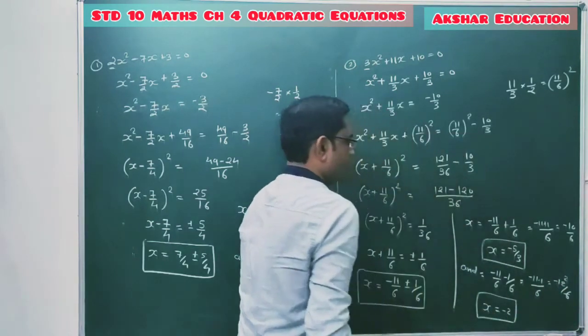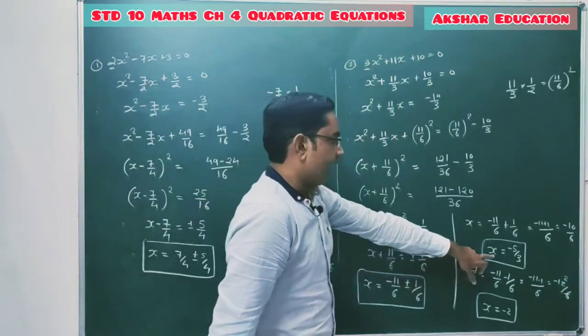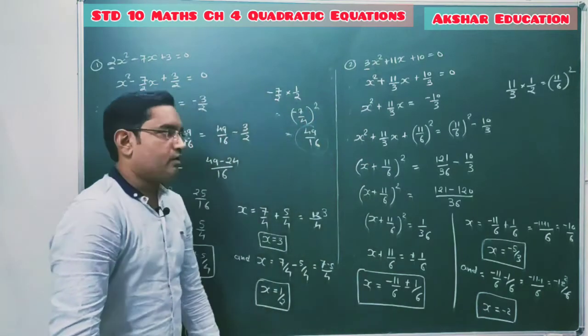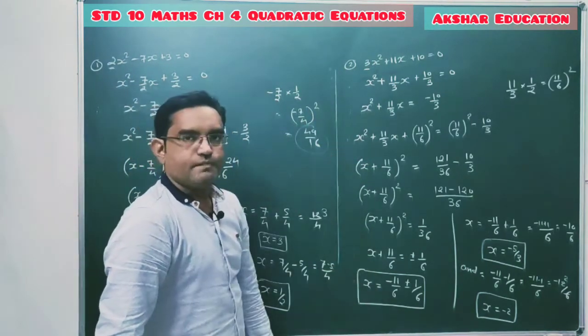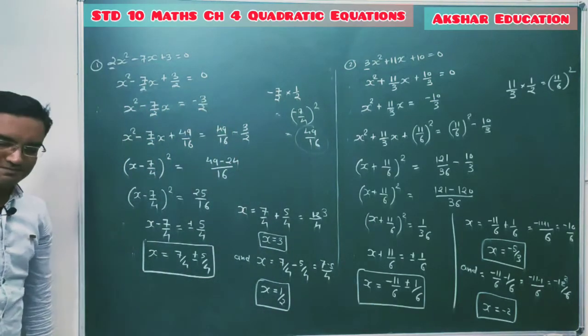So the solution of this given quadratic equation by the completing the square method is x equal to minus 5 by 3 and x equal to minus 2. These are the two values of the solution of this equation. Clear, students? So pause the video and note it down.